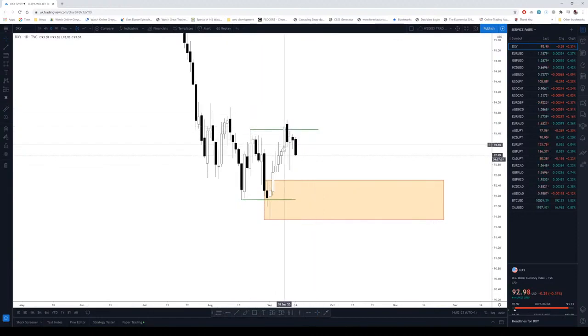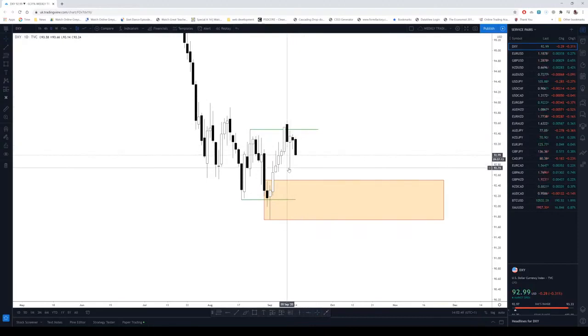We did have dollar breaking structure to the upside right here. That's why I've got the up line there. With the close above that high, it's indicating that big money has stepped in the market and they want to take price higher. However, it's not going to go straight up straight away.